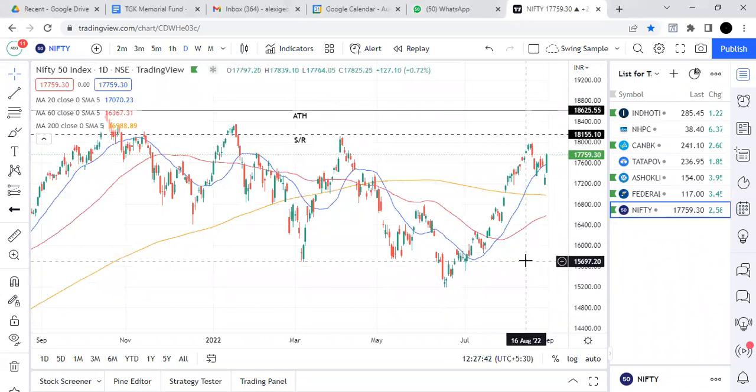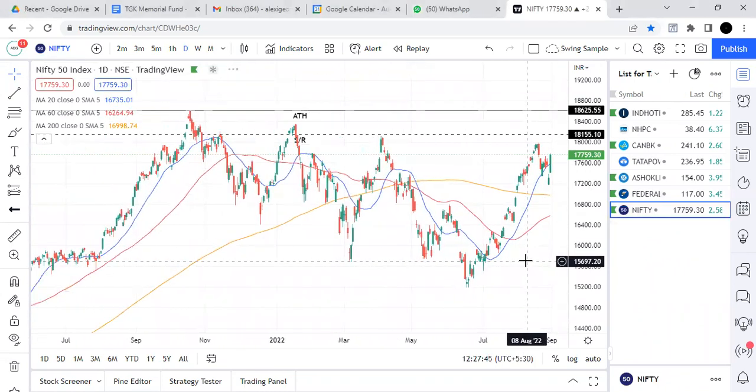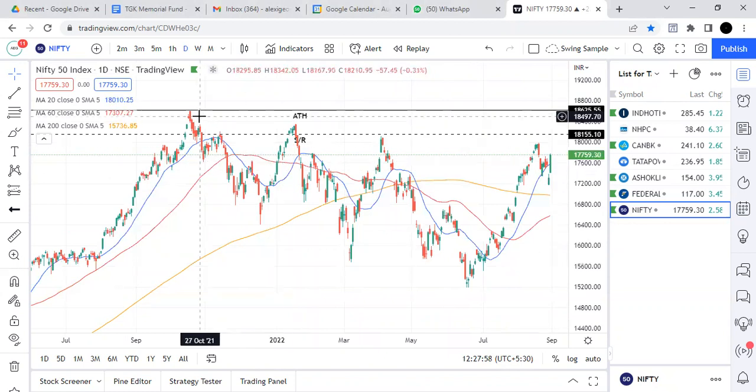So first I begin with a look at Nifty. Nifty 50 is an index of about 50 of the top companies in India traded on the New York Stock Exchange. Sorry, not the New York Stock Exchange. It is the National Stock Exchange. The New York Stock Exchange is the NYSE. This is the National Stock Exchange here in India.